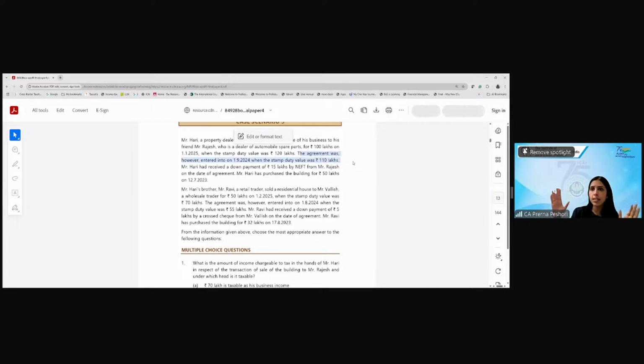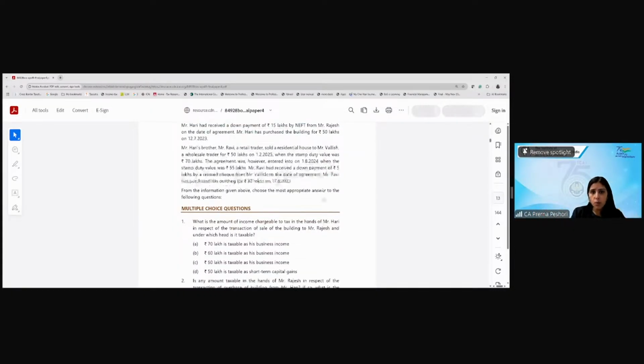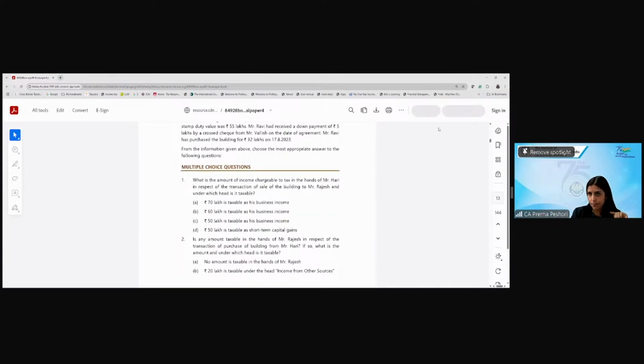For 56(2)(x) also, as I told you, if you have received even part amount before the agreement by way of NEFT, ECS, RTGS or account payee cheque, then you consider the SDV as on the date of agreement. So here I will consider the SDV of 110 lakhs. Have I paid inadequate consideration? The answer is yes. So the inadequate consideration is to the extent of 110 lakhs minus the 100 lakhs which I have paid, right? So there is a benefit of 10 lakh. Now whether this 10 lakh is more than 50,000, the answer is yes. Whether it is more than 10% of the consideration, the answer is no. So in that particular case, 56(2)(x) doesn't become applicable.